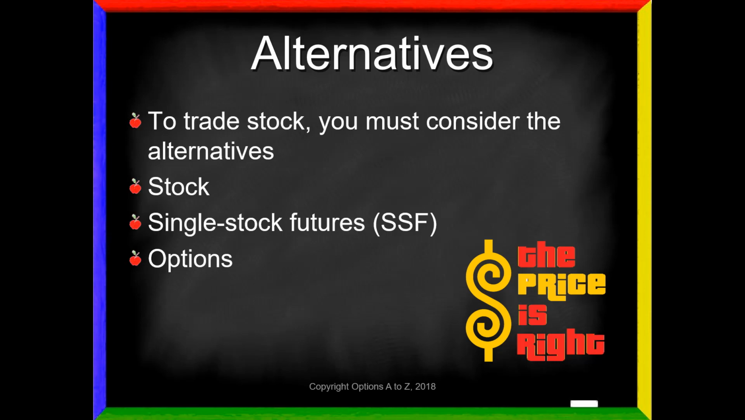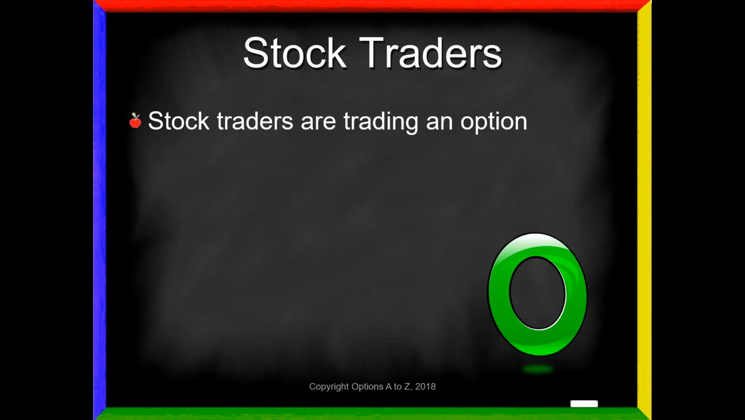Now, on the flip side, let's take a look at that too. Lots of confusion here. You'll hear traders say, well, I only trade shares of stock because those options are too risky. Not true either. Because I'm going to show you here that mathematically, stock traders are trading an option. And I know you're probably thinking, what? How is that even possible?